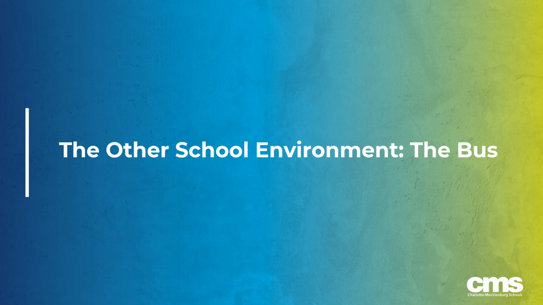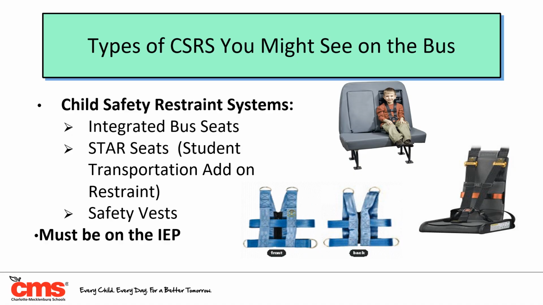School bus safety. You may ride with a student if the IEP teams decide they need additional adult support or during school field trips. There are 3 types of child safety restraint systems that are used on CMS buses. The integrated seat is built into the bus seat and is exposed when the vinyl panel is pulled down. The Star Seat is a student transportation add-on restraint that is used on buses that don't have integrated seats or if all of the integrated seats are filled. The new buses only have the integrated seats on the first 2 rows.